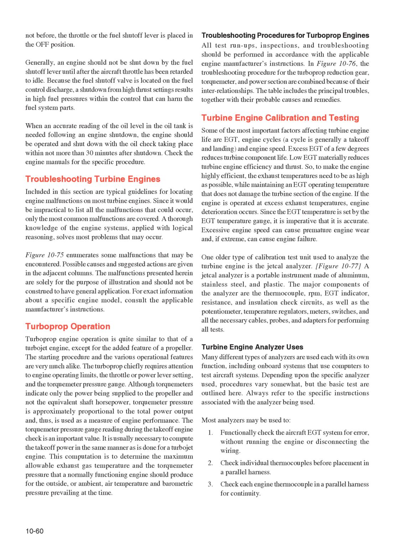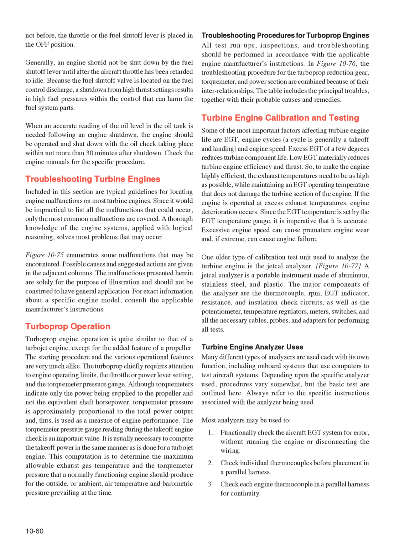The torque meter pressure gauge reading during the takeoff engine check is an important value. It is usually necessary to compute the takeoff power in the same manner as is done for a turbojet engine. This computation is to determine the maximum allowable exhaust gas temperature and the torque meter pressure that a normally functioning engine should produce for the outside, or ambient, air temperature and barometric pressure prevailing at the time.